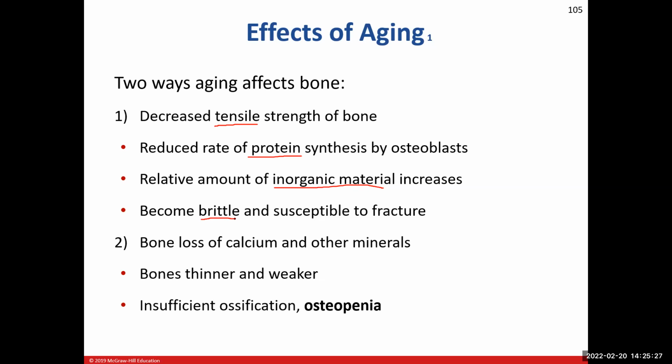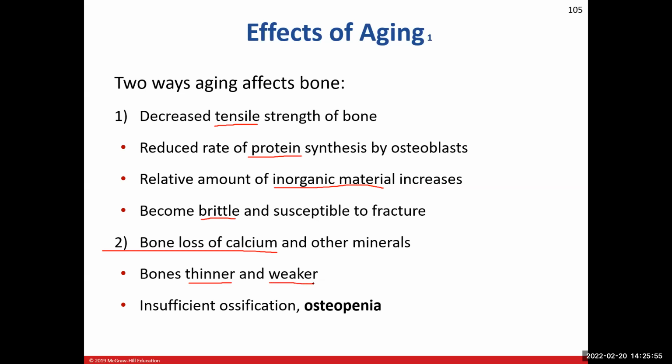We'll also see, for another effect of aging on the bone, a loss of calcium and other materials to make the bone matrix, phosphate, whatever. And so we have a loss of calcium and those other materials to make the bone matrix. Now those bones become thinner because we have less ingredients, and therefore they become weaker.